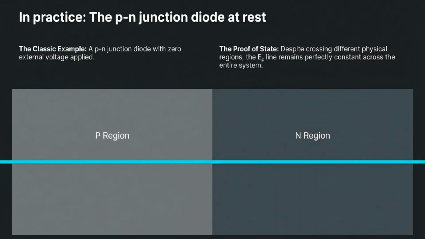In practice, consider a PN junction diode at rest with zero external voltage applied. The Fermi energy line remains perfectly constant across the entire system, proving the state of equilibrium.